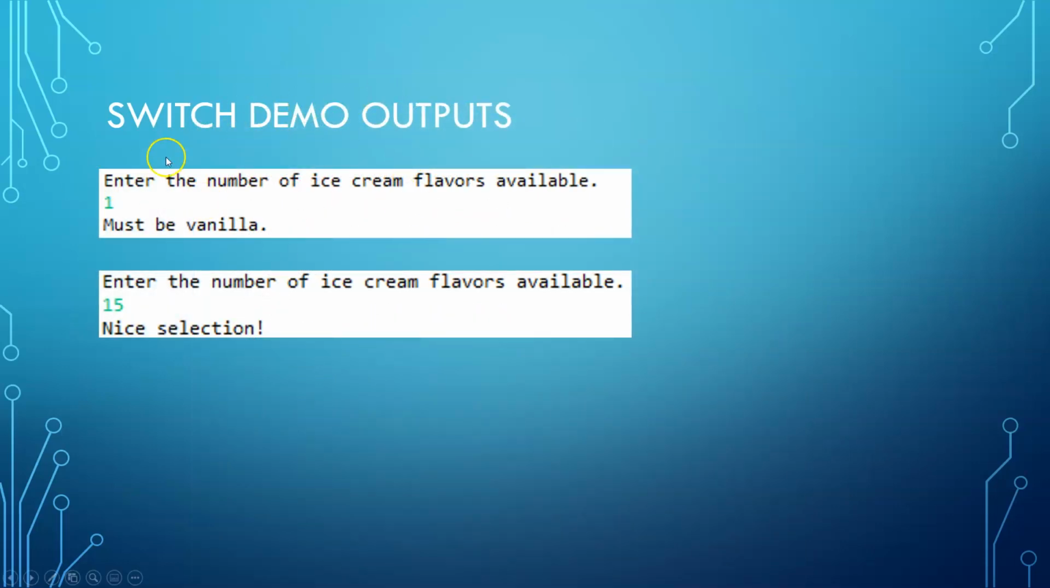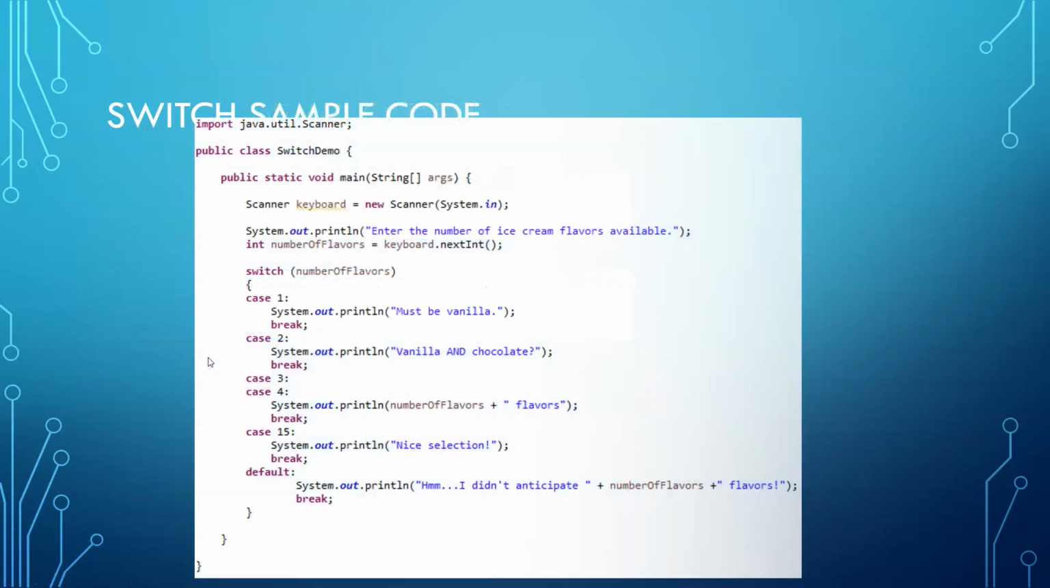So here's a quick output. If I say enter the number of ice cream flavors available, 1 must be vanilla. If I put in 15, it says nice selection, because 15 is right here. Now, there is a catch-all here that says I didn't anticipate. So if someone had, let's say, 500 ice cream flavors, it's going to say, well, I didn't anticipate 500 ice cream flavors. That is the reason why you put the default in there, because it can act as that catch-all for those different situations. And again, if you look at 3, there's nothing there. So if someone typed 3, technically, it's going to go to 4.